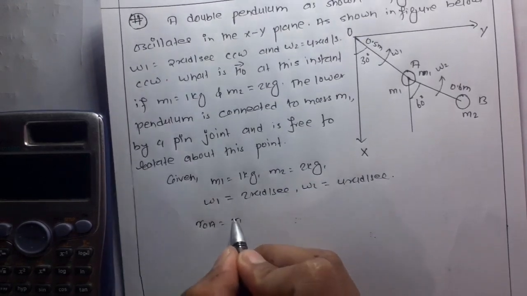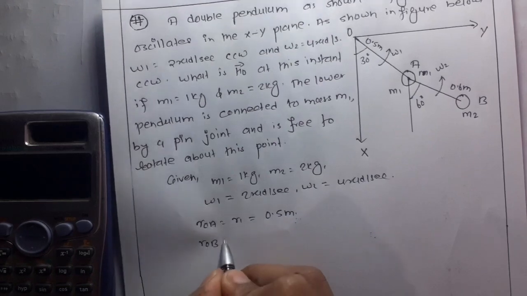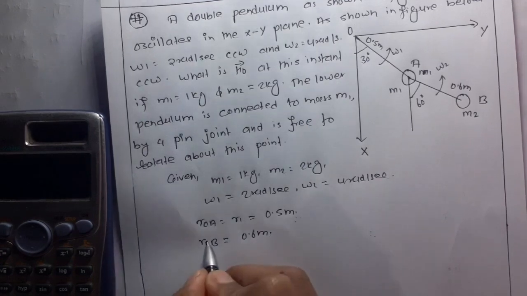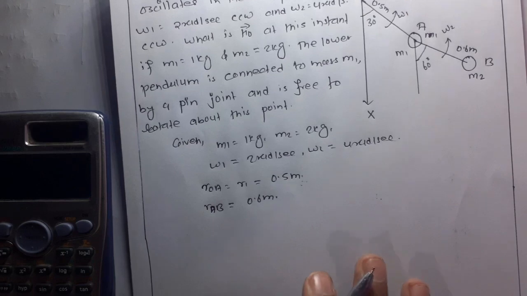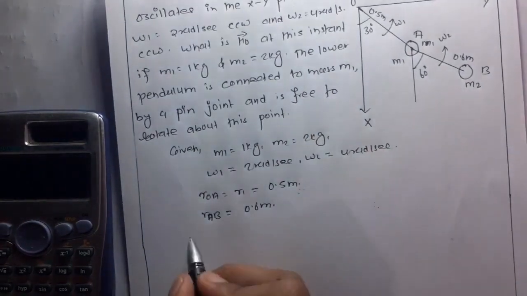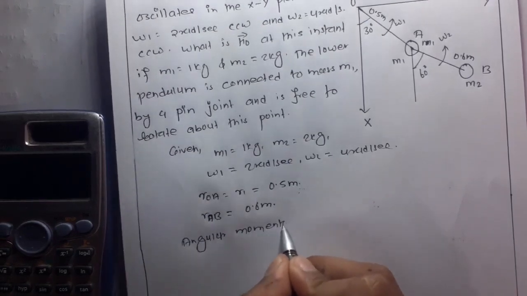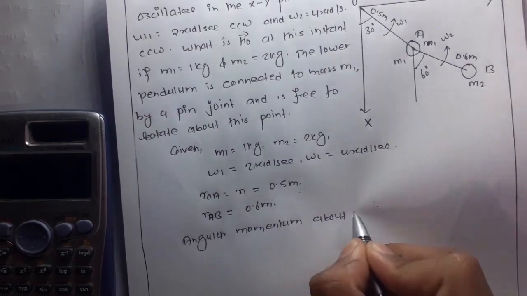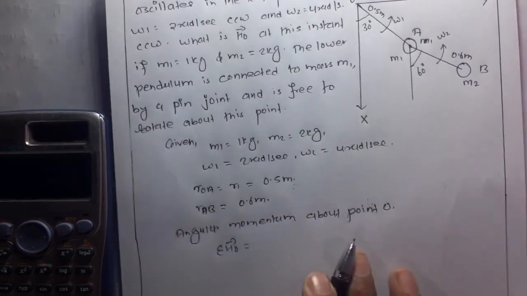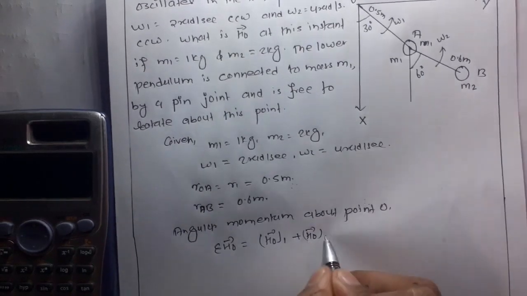And ROA is equal to R1 is equal to 0.5 meter, and ROB is equal to 0.6, RAB is equal to 0.6 meter. Now we have to find the angular momentum about point O. So the angular momentum about point O, that is summation H naught, is given by H naught 1 plus H naught 2.